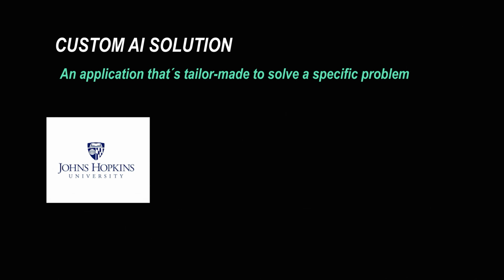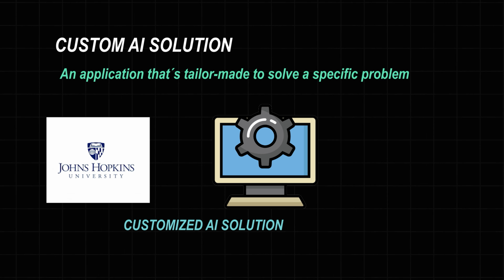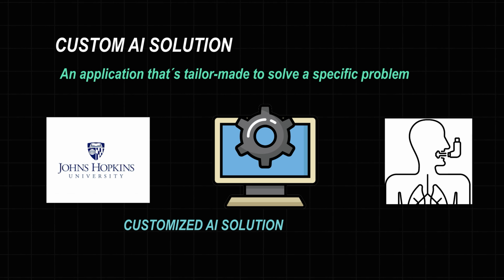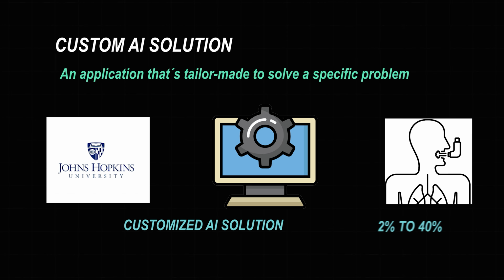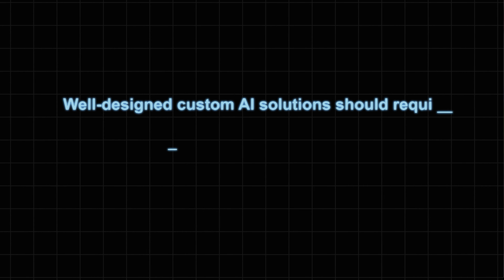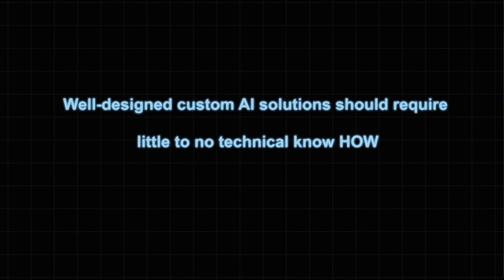Third, a custom AI solution is an application that's tailor-made to solve a specific problem. For instance, Johns Hopkins University developed an AI system with the sole objective of detecting sepsis. This custom AI solution improved diagnostic accuracy from 2 to 5% to an average of 40%. And if you're like me and have no technical background, you might think of custom AI solutions as extremely technical and probably never had to use them in the workplace. In reality, the opposite is true, because well-designed custom AI solutions should require little to no technical know-how.